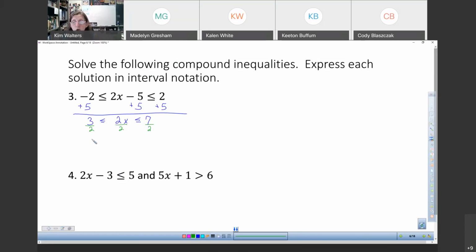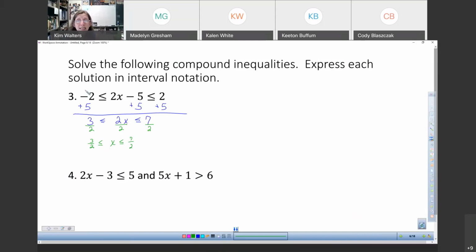So on this far end, this left end, I have 3/2 is less than or equal to x is less than or equal to 7/2. Now, this should kind of make sense because I have these little less thans. Everything's pointing to the left, and my smallest number is on the left side. So 3/2 is smaller than 7/2.